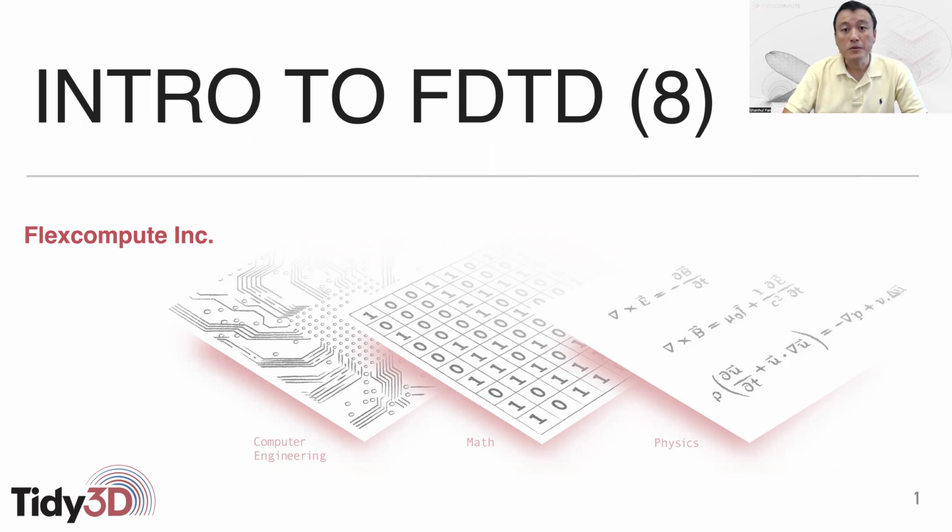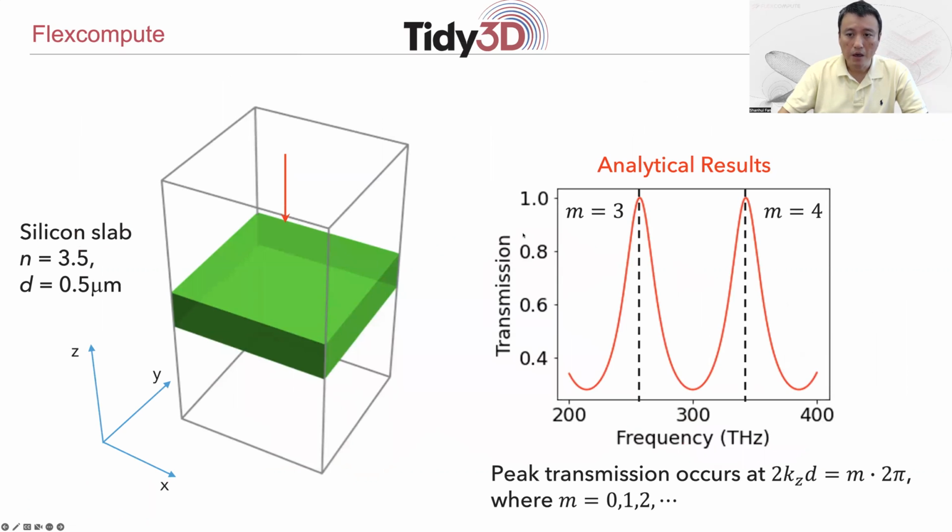Today we will continue to talk about some of the more detailed issues regarding the FDTD simulation. In particular, we'll be talking about the issue related to numerical dispersion. As an illustration of the issue, we go back to an example that we considered in the previous tutorial, that is to compute transmission of a light plane wave normally incident on a silicon slab.